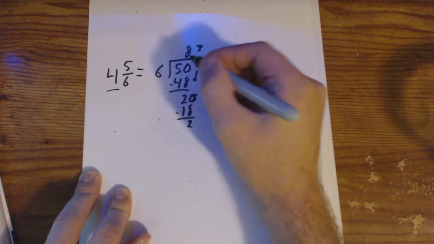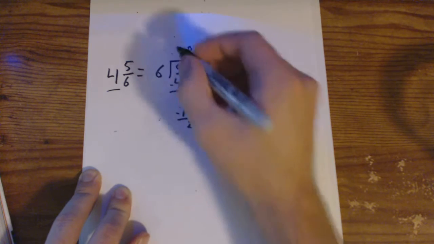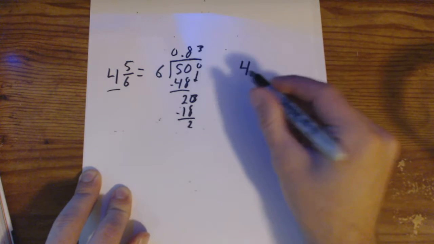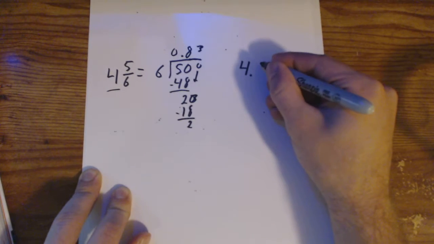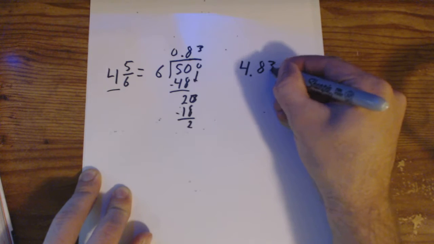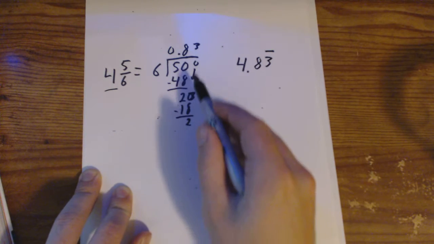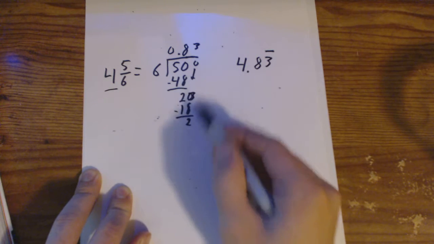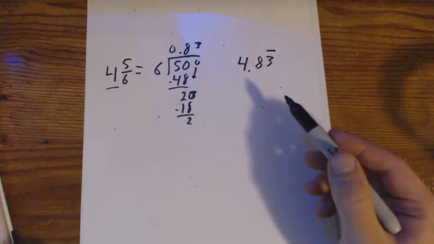This one we see is going to be repeating again. So we're going to have decimals right up front because 6 didn't go into 5 the first time. We have to add this 0.83 onto this 4. We had that whole number of 4. We should have a whole number of 4 here. And we'll have 4.83. In this case, the bar is only over the 3 because it's just going to be the 3 repeating. We had 20 minus 18 is 2. If we brought another 0 down, we would just keep getting 3's. So we have 4.83 repeating.